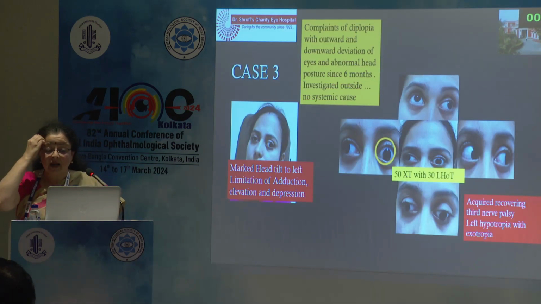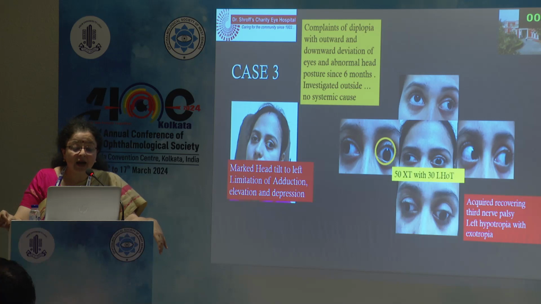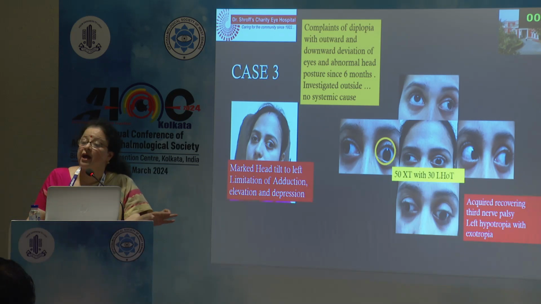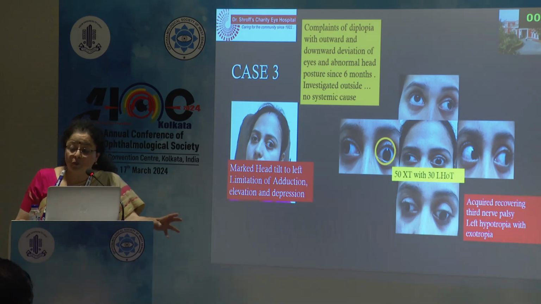Now this is another patient with a third nerve palsy. There was a marked head tilt with limitation in adduction, elevation and depression. That's the biggest problem with third nerve palsy: you have all the muscles gone and then you have a torsion. In this case, you have a left hypotropia with an exotropia, an exotropia of around 50 prisms with a hypotropia.